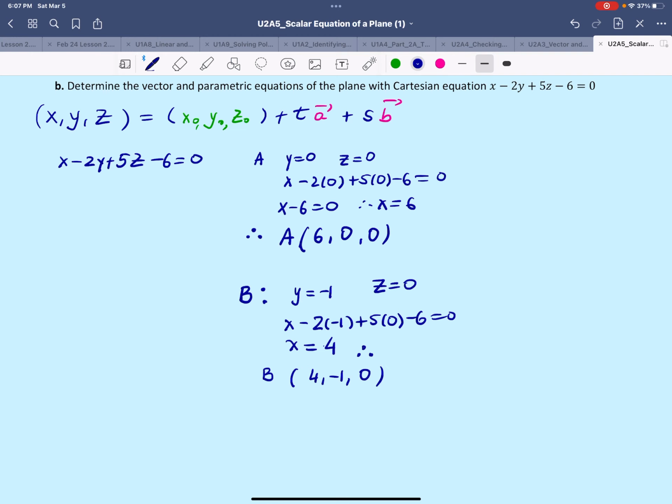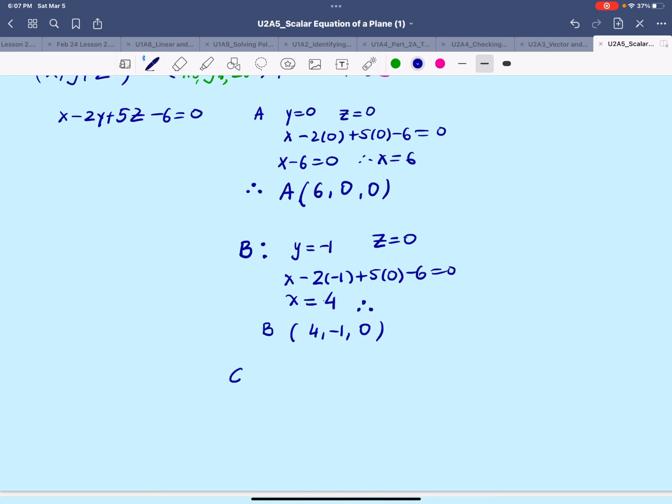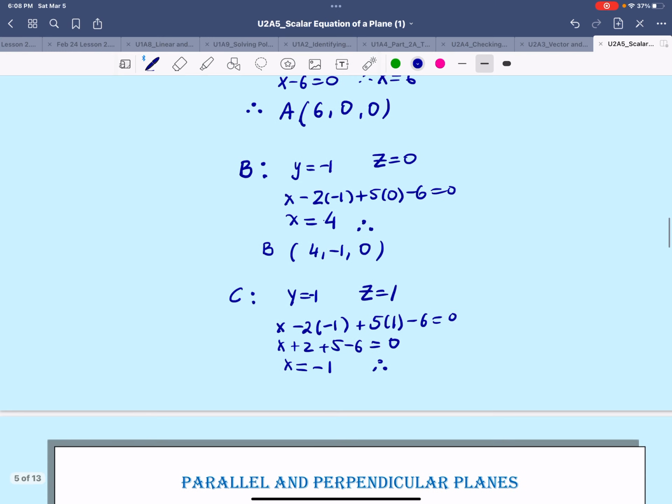The last point, point C, for this point I'm going to let y be negative 1, but I will take z to positive 1. So in this case, we'll have x minus 2 times negative 1, plus 5 times 1 minus 6 equals 0. So we have x plus 2 plus 5 minus 6 equals 0, which makes x negative 1. So therefore, point C will have the coordinates x equals negative 1, y negative 1, and z equals positive 1.